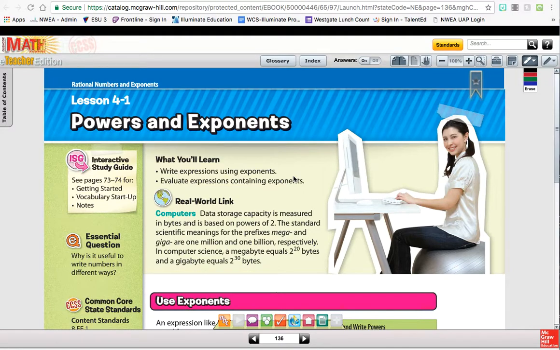Chapter 4 is on rational numbers and exponents. The essential question for Chapter 4 is, why is it useful to write numbers in different ways? In Lesson 4.1, you'll be writing expressions using exponents, and you'll be evaluating expressions containing exponents.